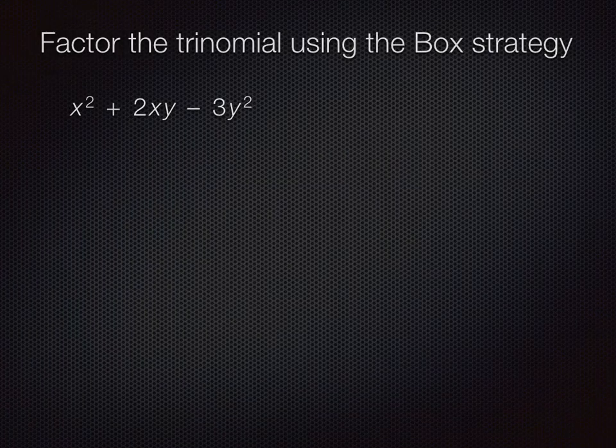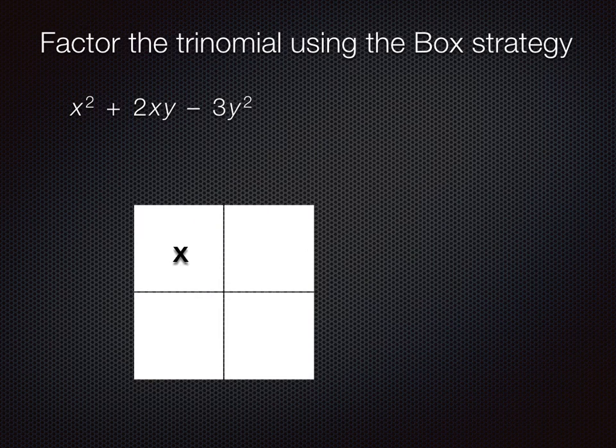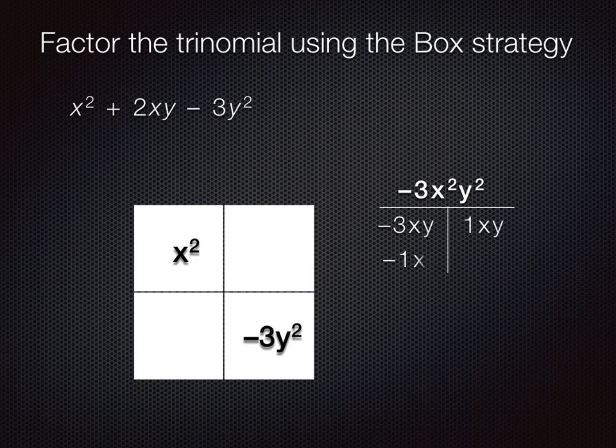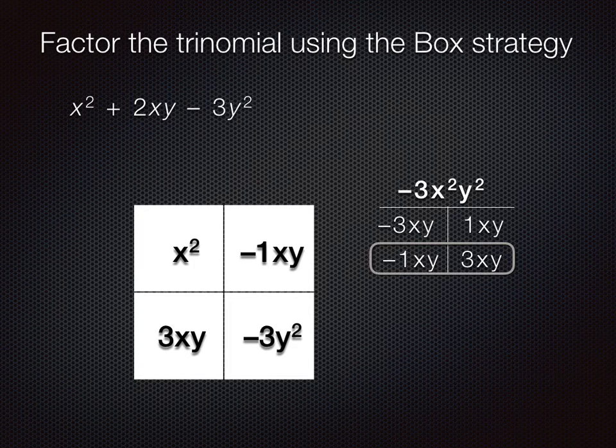Okay, next example, we'll have a negative as the third term. This can get a little bit tricky. So we want to find the factors of negative 3x squared y squared. One of them has to be negative and one has to be positive. And we'll choose this group because they add together to equal the 2xy. Along the top row of the box, let's factor out an x, and let's figure out the rest of the box. Now we can factor our trinomial as x minus 1y times x plus 3y.